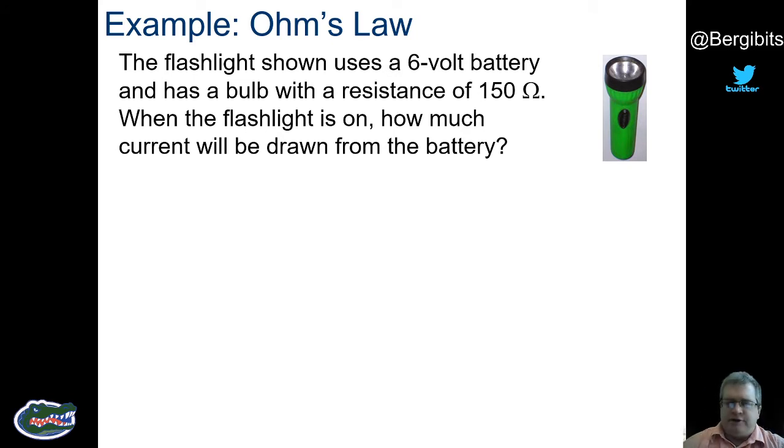All right, so in this example we have a 6-volt battery. The light bulb is a 150 ohm resistor, so to solve for current, you're going to divide voltage by resistance, which is going to be 6 divided by 150.